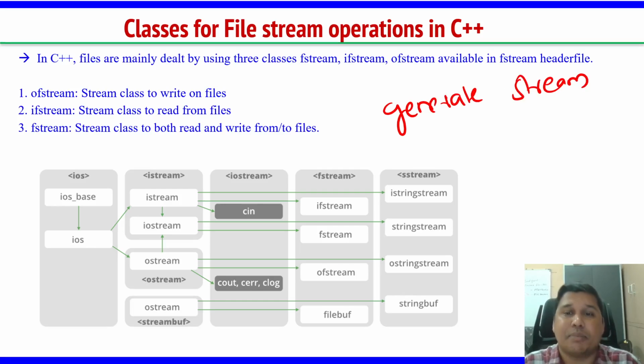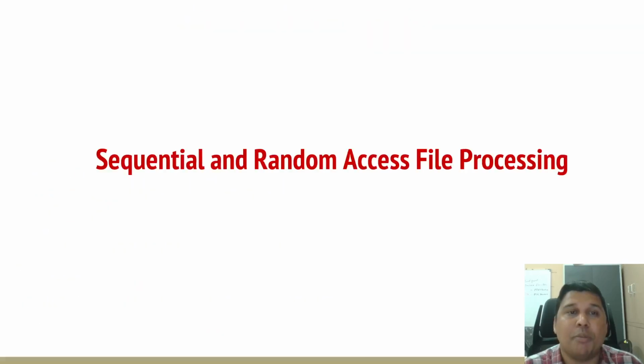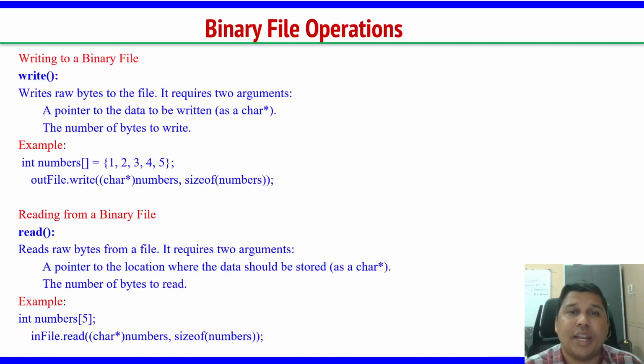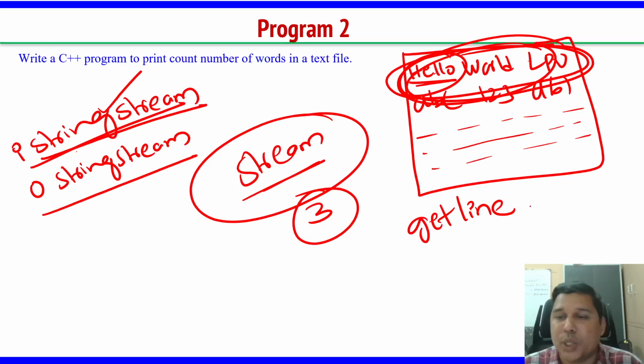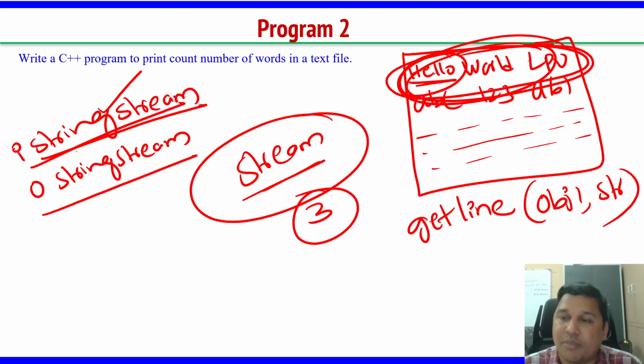Means it will generate some text. So in this problem here, what is happening? I am using the getLine function. I am getting this first line into, maybe I can write, object1 comma str. What will getLine do? It will get me the first line. So what does str contain? Str contains hello world LPU.